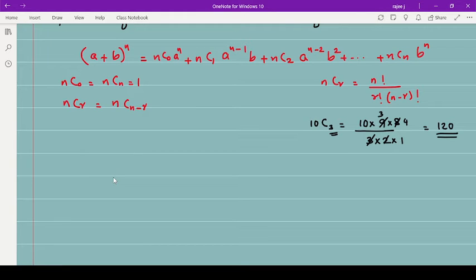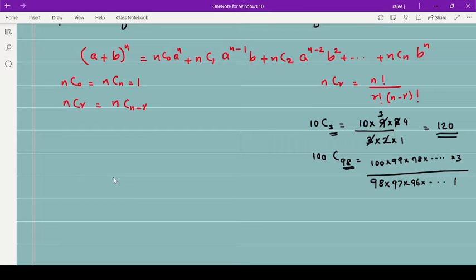Suppose I want to find out 100C2 or 100C98. Then in the denominator you have to write 98, 97, 96 like this up to 1. In the numerator, you have to write 98 terms, starting from 100, 99, 98, like this up to 3.